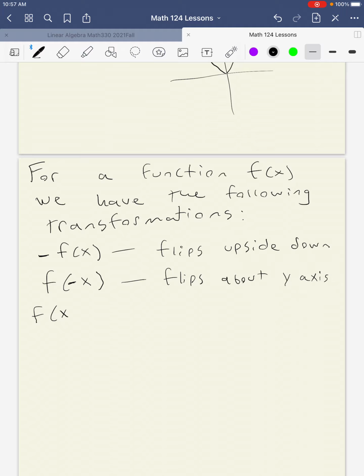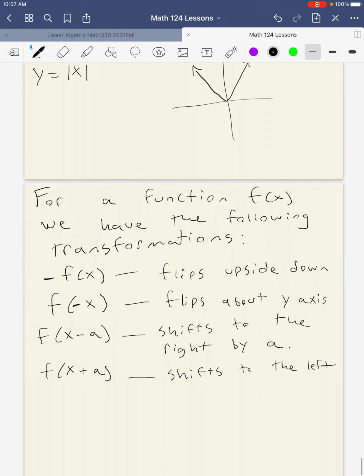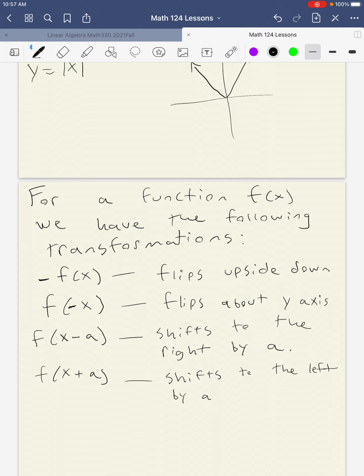If we input x minus a, that shifts the graph to the right by a many units. Similarly, if we plug in x plus a, that shifts to the left by a. So minus sign here means we go to the right, plus sign left.